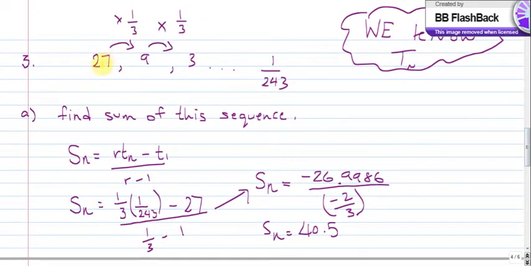This time, we have to find out the ratio. To get from 27 to 9, you have to multiply by a third or divide by 3.